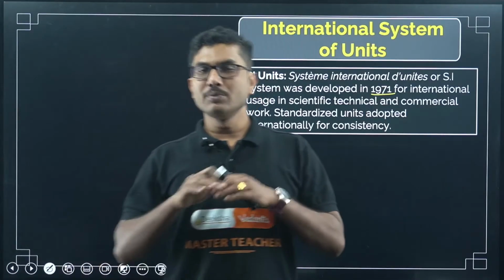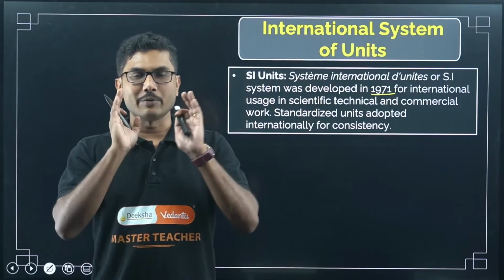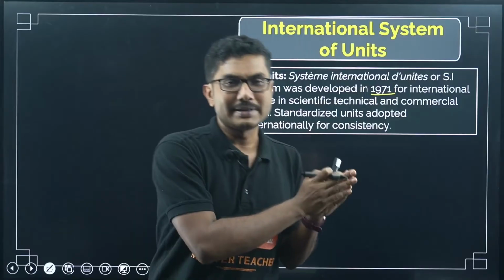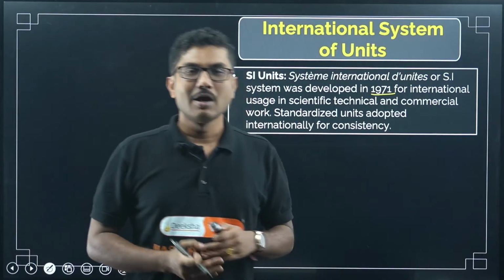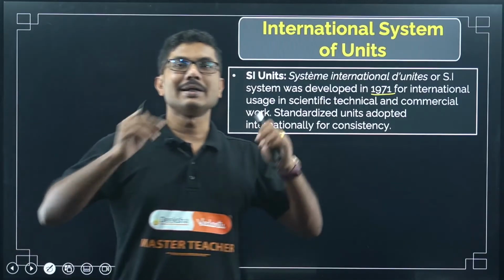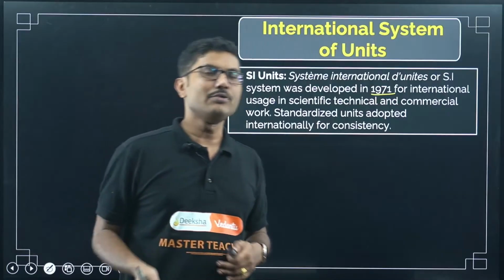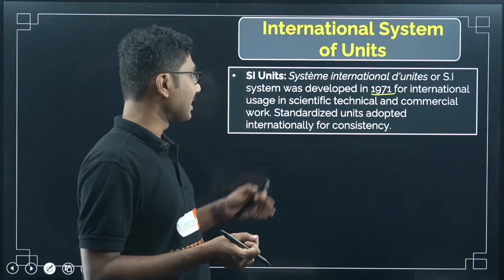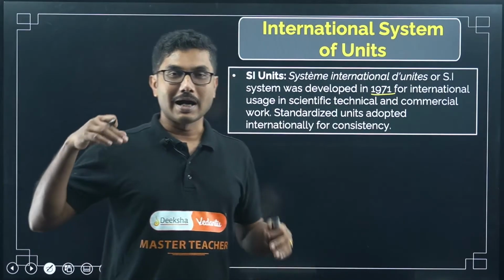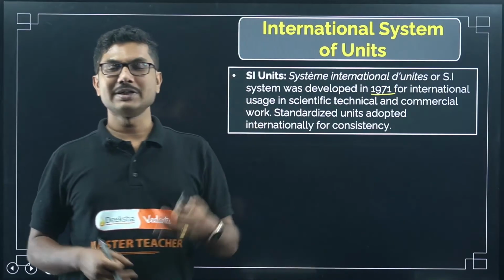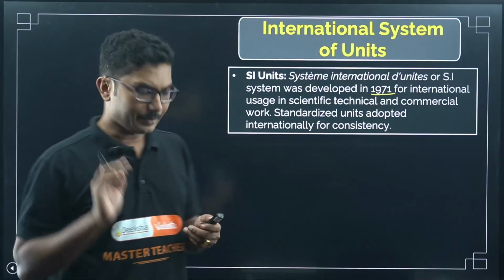So to remove that discrepancy, whenever we are dealing internationally, we have to adopt certain fixed standards. That standard was later converted into the International System of Units. There was a convention, and they decided these are the international units all over the world. Wherever you go, these units will always be accepted, right?